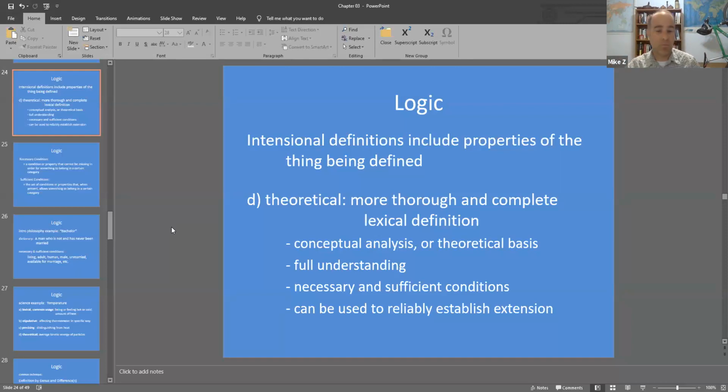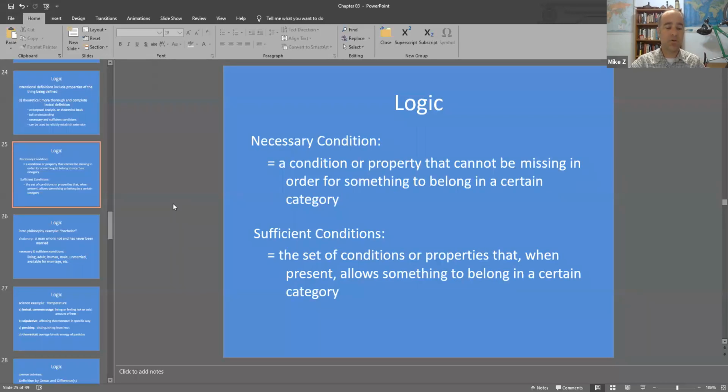Well, we already had one, like a black hole. It's got a theoretical definition in addition to sort of a precising definition or a stipulative definition. So a theoretical definition should be able to provide us with the necessary and sufficient conditions for being in the extension of that term, right? So what are the properties that something needs to have to belong in the extension?